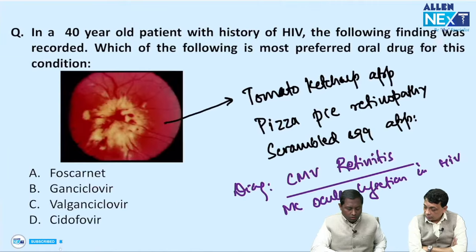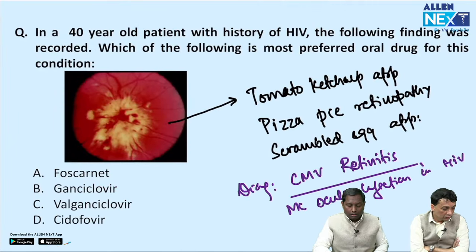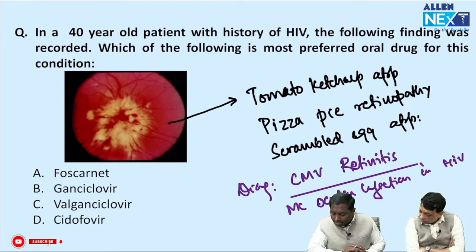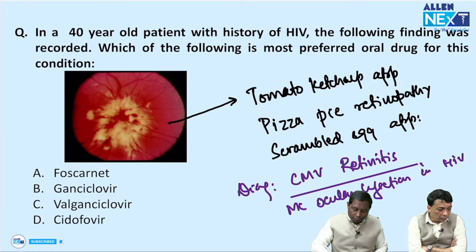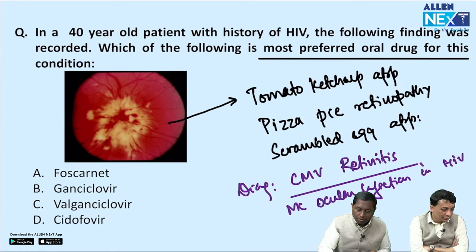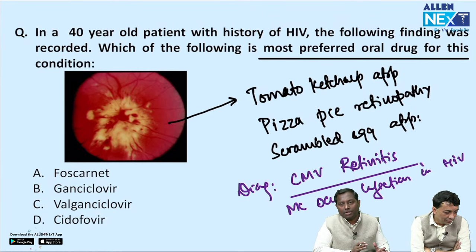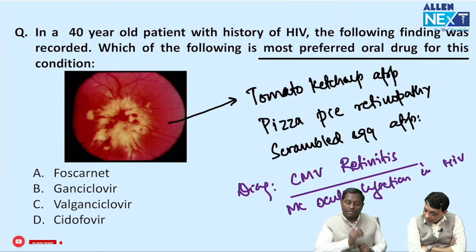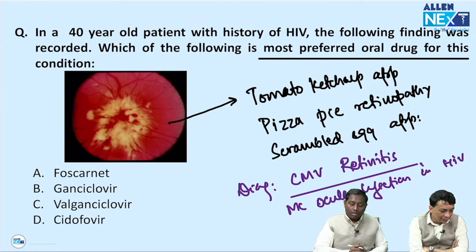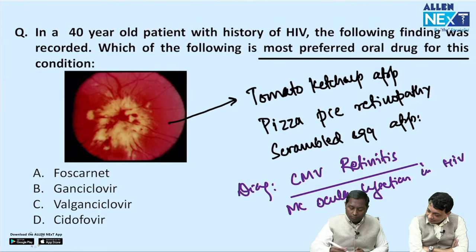Okay. So for this scenario, can we see what would be the possible answer by Dr. Nakshanal Gai and Dr. Dogod, or any other student who would like to give, which of the following is the preferred agent for this scenario? See, most of the time we read that for CMV retinitis the drug of choice is going to be ganciclovir. But look at the question very carefully. The question is asking which of the following is the preferred oral drug.